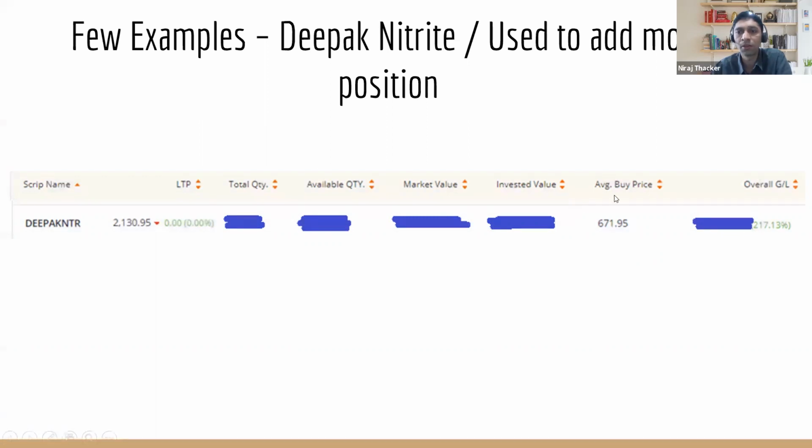So it should be 300, but because I kept on averaging after that, even though there was bad news, I kept on averaging till 800 rupees. So all I'm talking about is real trades. I'm not telling anything in theory.